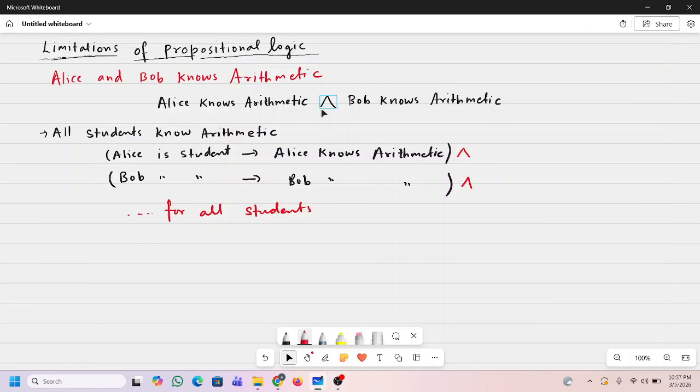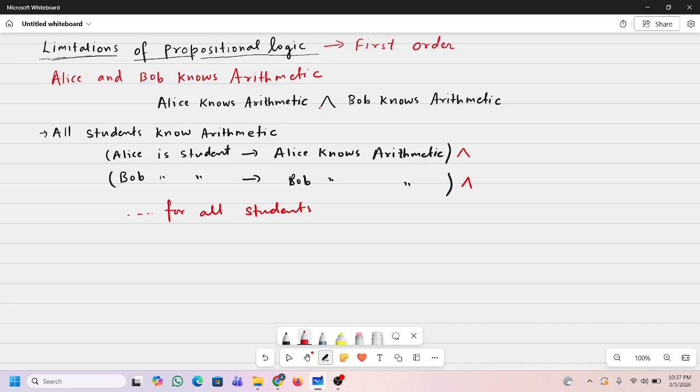So in this lecture we will see what the limitations of propositional logic are, and once we see the limitations of propositional logic, we will get the intuition for why we need another language, and we will call that language first order logic.